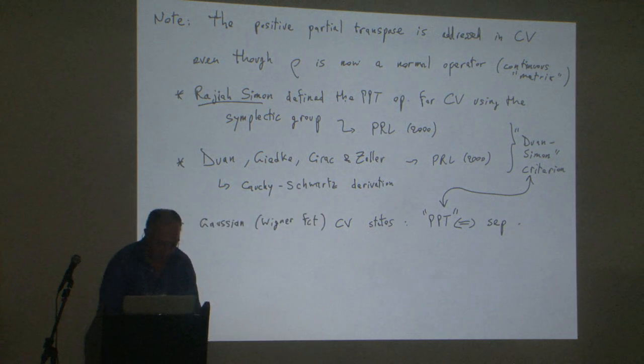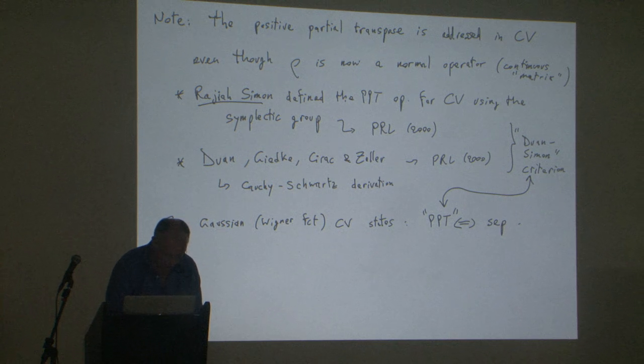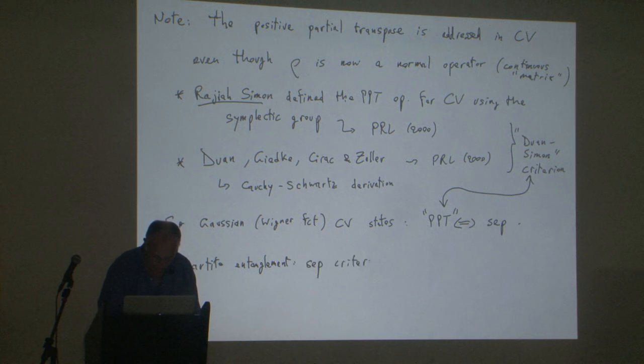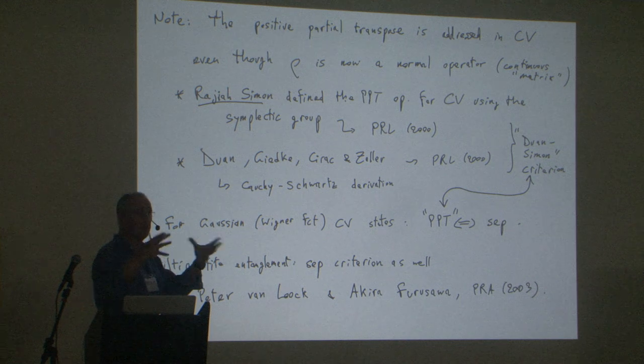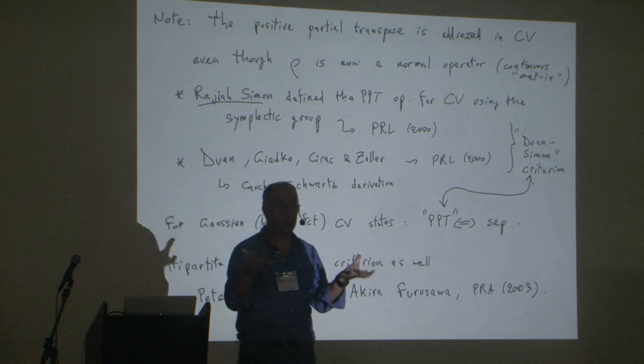So I'm skipping this. For multipartite entanglement, it's been also figured out. So those of you who are wondering about that, there is a separability criterion as well for mixtures in the general case. And it's due to Peter van Loock and Akira Furusawa. It's PRA 2003. So all these things in terms of separability, those separability criteria, they're used in experiments.